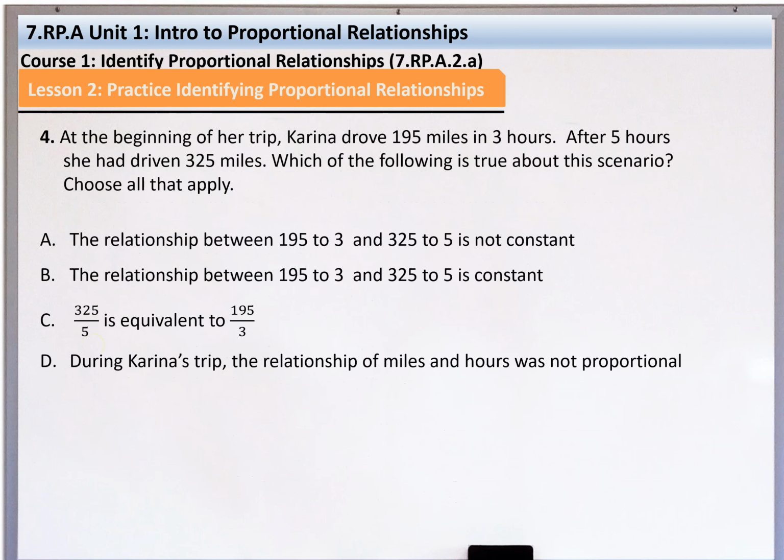Okay, I can't see my clock here. Happens every once in a while. So we'll just do 1 more, then we'll finish up. At the beginning of her trip, Karina drove 195 miles in 3 hours. After 5 hours, she had driven 325 miles. Which of the following is true about this scenario? Choose all that apply.